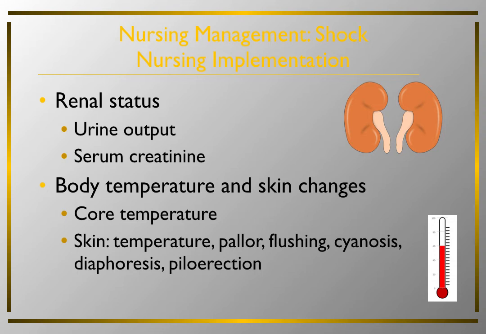Monitor temperature every 4 hours if normal. In the presence of an elevated or subnormal temperature, obtain hourly core temperatures. And core temperatures would be found using urinary, central line, or PA catheters. Monitor the patient's skin, upper and lower extremities for signs of adequate perfusion. Changes in temperature, pallor, flushing, cyanosis and diaphoresis, as well as piloerection or goosebumps, may indicate hypoperfusion.